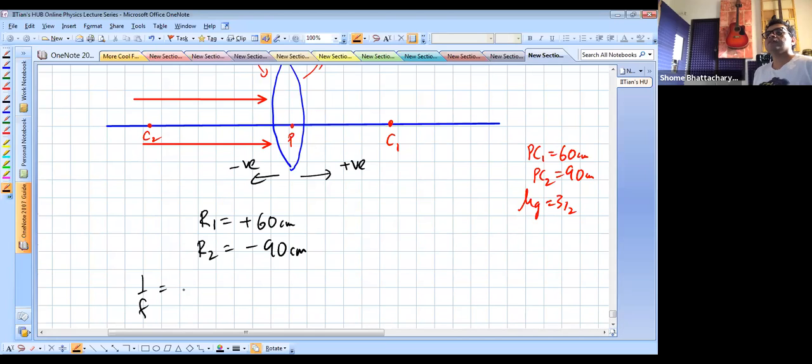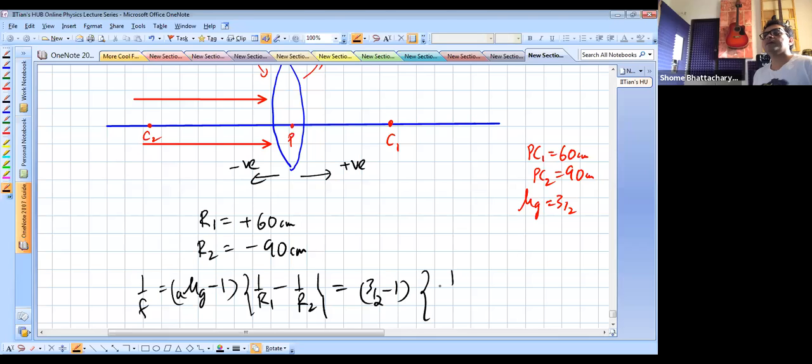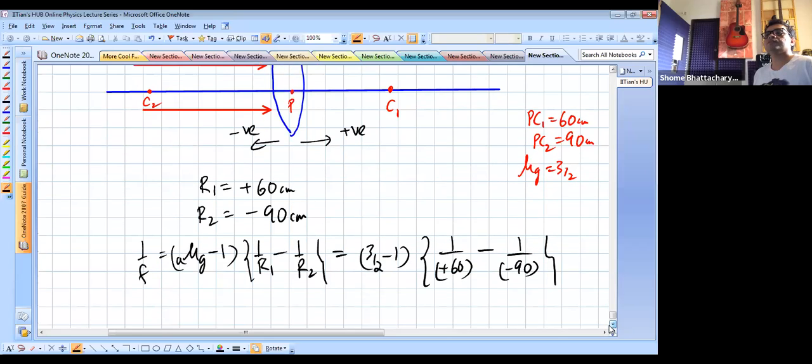1 by f is the refractive index of glass with respect to air minus 1, into 1 by R1 minus 1 by R2. Substitute everything correctly with the sign wherever applicable. The refractive index of glass with respect to air remains 3/2, because air we take as 1. 1 by R1, where R1 with sign is plus 60, and minus 1 by R2, where R2 with sign is minus 90. That's the critical step here. Don't make the mistake of substituting this with the wrong sign.